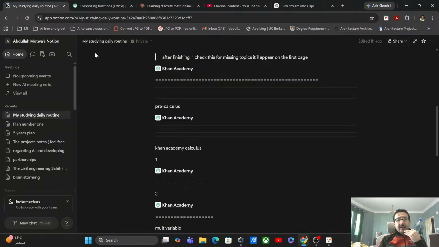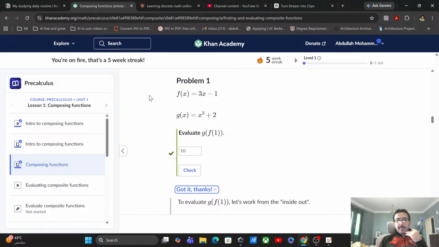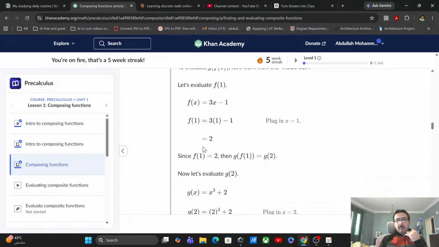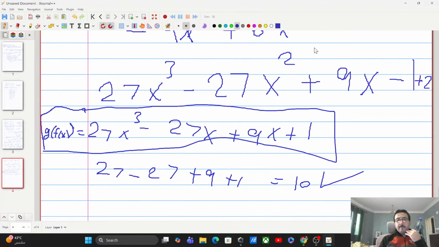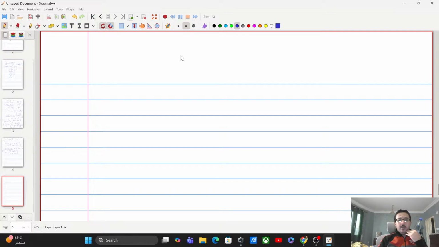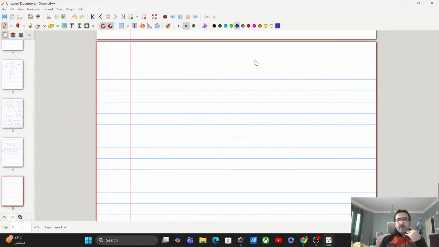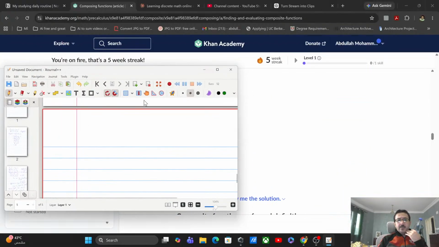So going back to where we were. Yeah, okay. Problem 2, m of x, n of x. Okay, let's do this properly. Page. Okay. Let's write it down.